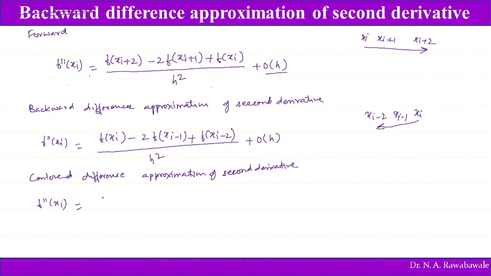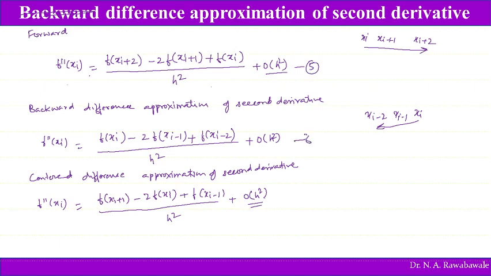Center difference: f double dash of xi is equal to f of xi plus 1 minus 2 f of xi plus f of xi minus 1, whole divided by h square, plus O(h square). So everywhere h square must be there. Okay, so this is called the truncation error. So equation number 5, equation number 6 and equation number 7 give us the forward, backward and center difference approximations of second derivative.